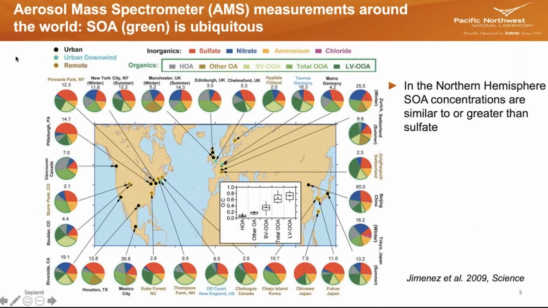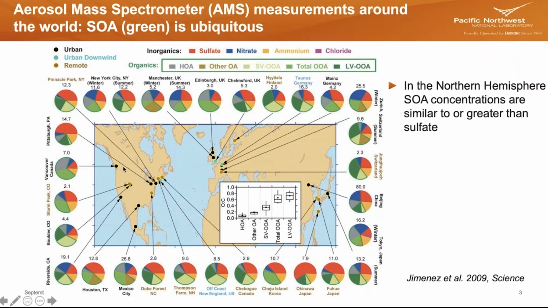So these are measurements, a classic figure from a Science paper from Jimenez et al. And these are aerosol mass spectrometer measurements around the world, which is one of the key instruments that has been instrumental in quantifying and measuring organic aerosols in the atmosphere. Here sulfate is shown in red, and the organic aerosols are shown in green. One thing to note is that even in many places of the world, especially in the northern hemisphere, SOA concentrations are either similar to or greater than sulfate.